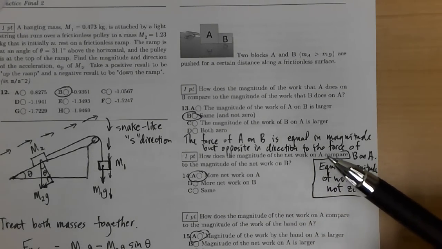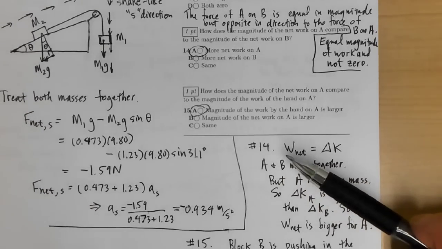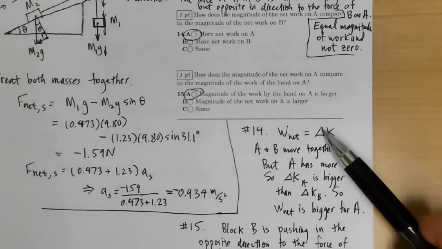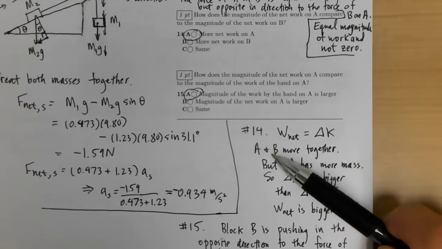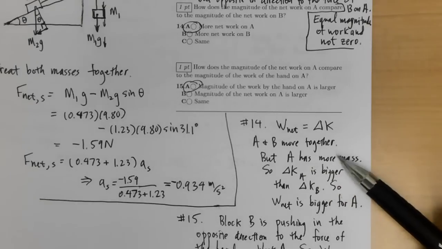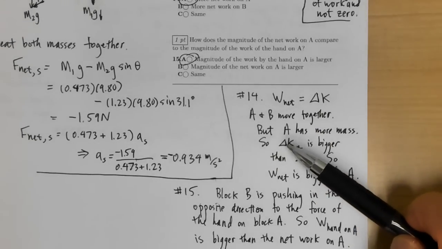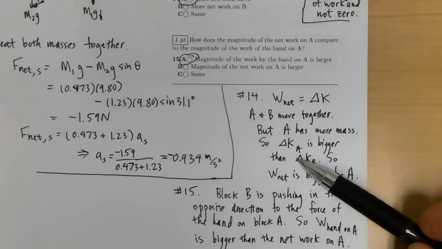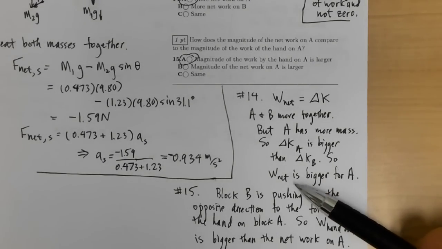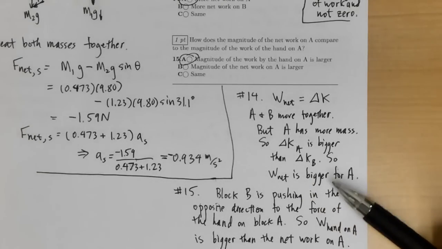Okay, so that's the solution written here. The net work done is equal to the change in the kinetic energy. That's the work energy theorem. Now A and B move together, so the velocities will be the same, but A has more mass. Therefore, the change in the kinetic energy, delta Ka, is bigger than the change in the kinetic energy for B. So the net work done is bigger for A.